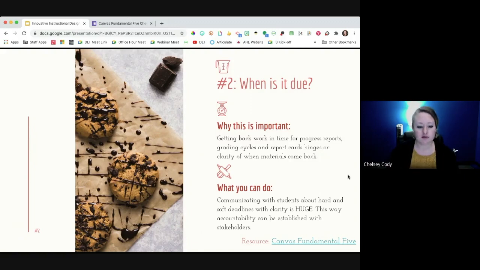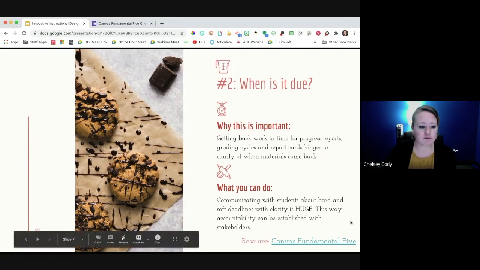What you can do is communicate with your students about the hard deadlines and the soft deadlines, and having that clarity is huge. That doesn't mean you have to have late work policies or hard due dates. Whatever your due dates are, when you really need that work back, communicating that with parents and students and guardians is very important for accountability.